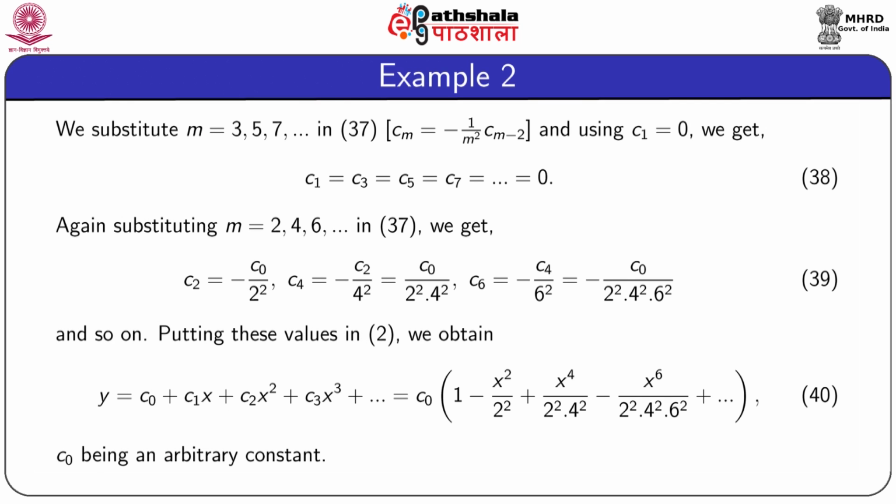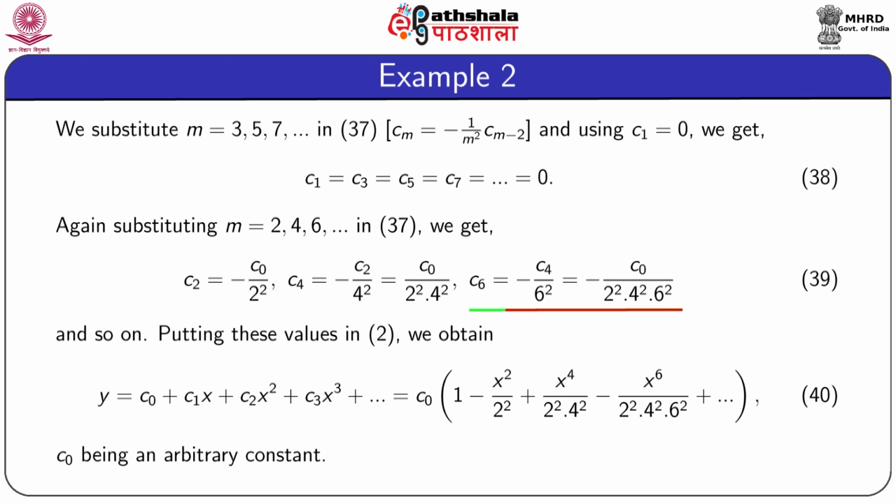We substitute m equal to 3, 5, 7 in equation 37, and using c 1 is equal to 0, we will get c 3, c 5, c 7 equal to 0, and we substitute m equal to 2, 4, 6 in equation 37, and we will obtain c 2 is equal to minus c 0 by 2 square, c 4 is equal to minus c 2 by 4 square, which is equal to c 0 divided by 2 square into 4 square, which we get by substituting this value of c 2 here.